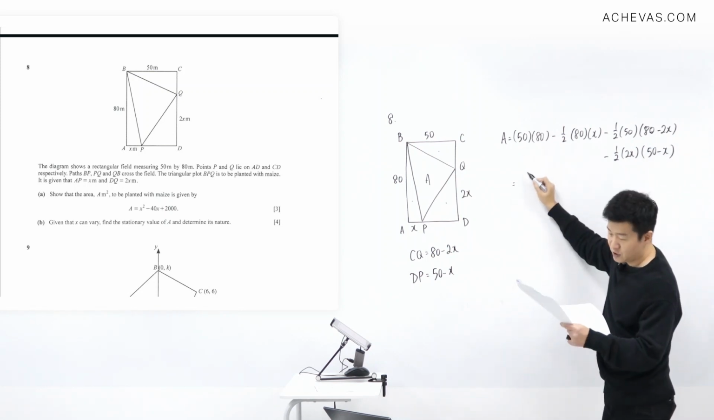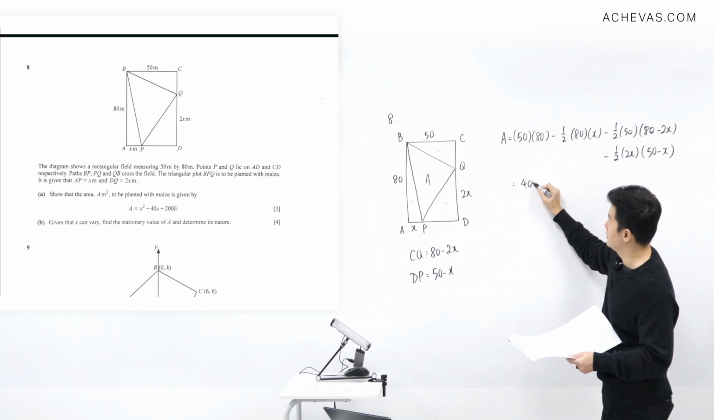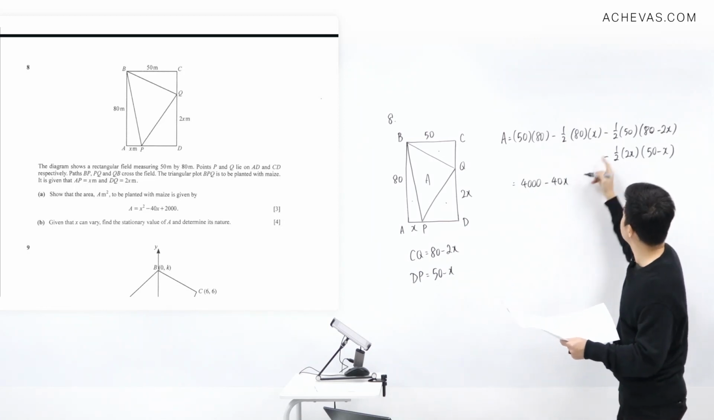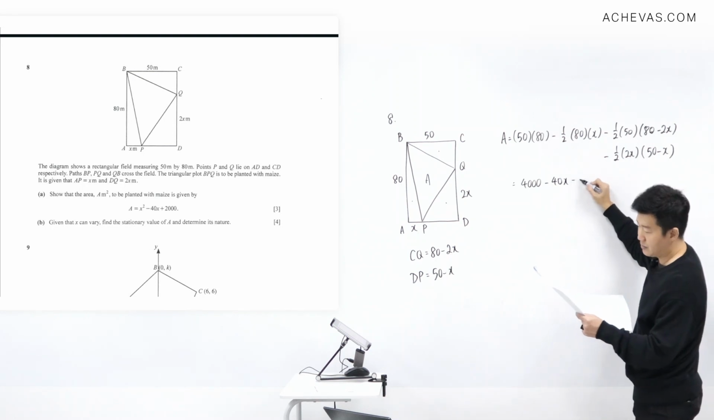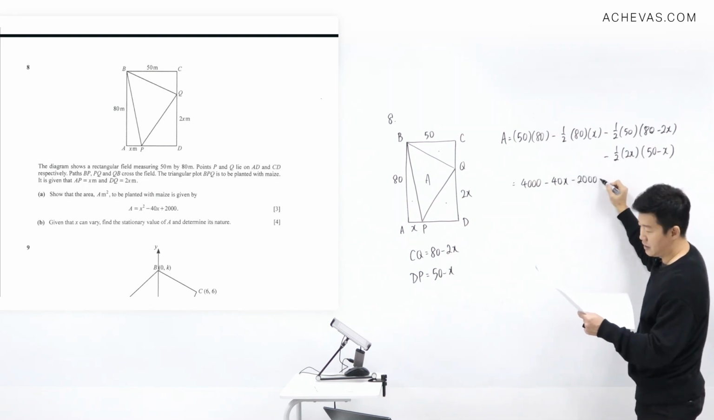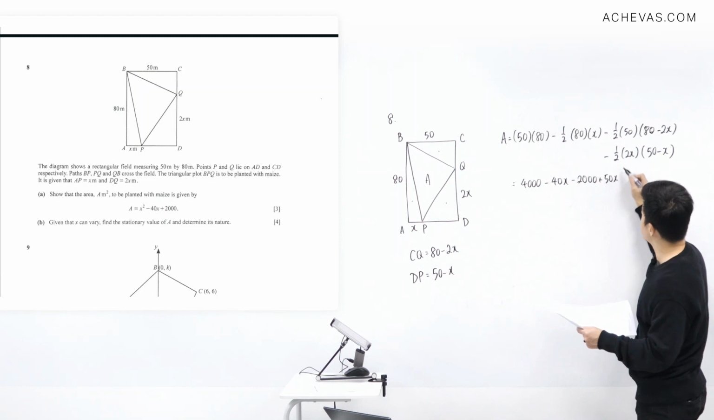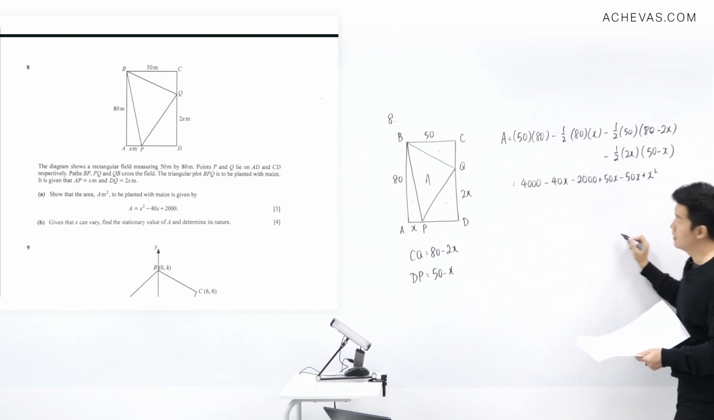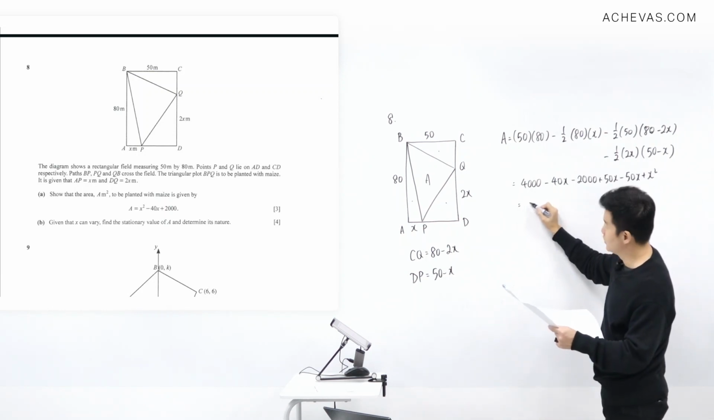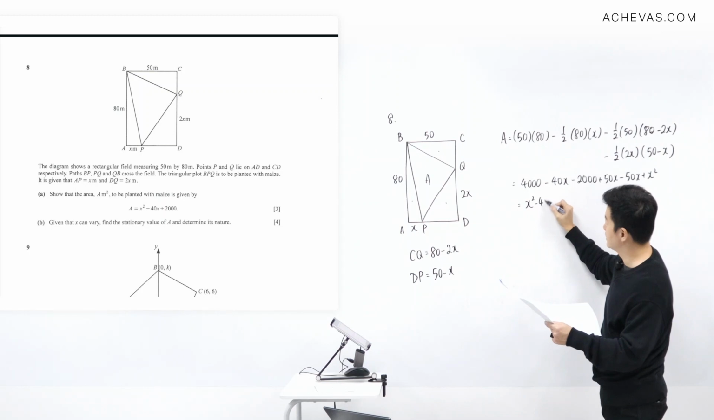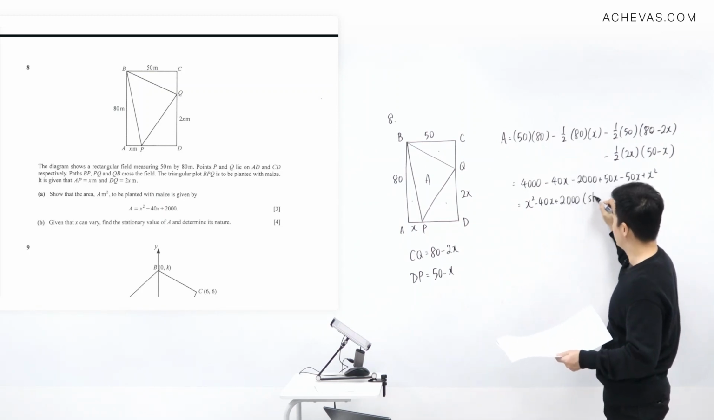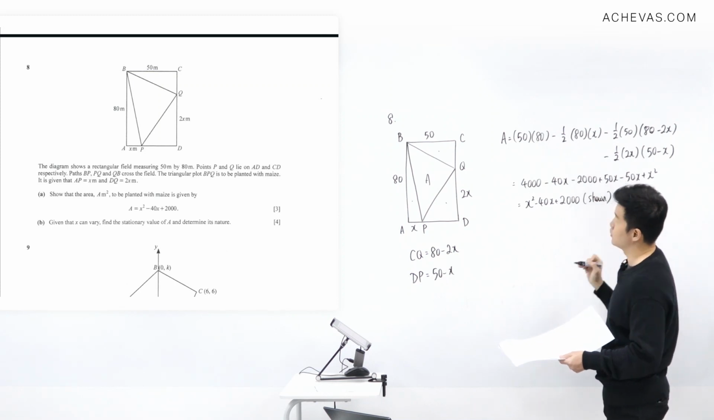So this is going to be equal to 4,000 minus, this is going to be 40x. Expanding this, we will have minus 2,000 plus 50x. Expanding this, we will have minus 50x plus x squared. So A is going to be equal to x squared minus 40x plus 2,000. And this is what the question wants us to show.